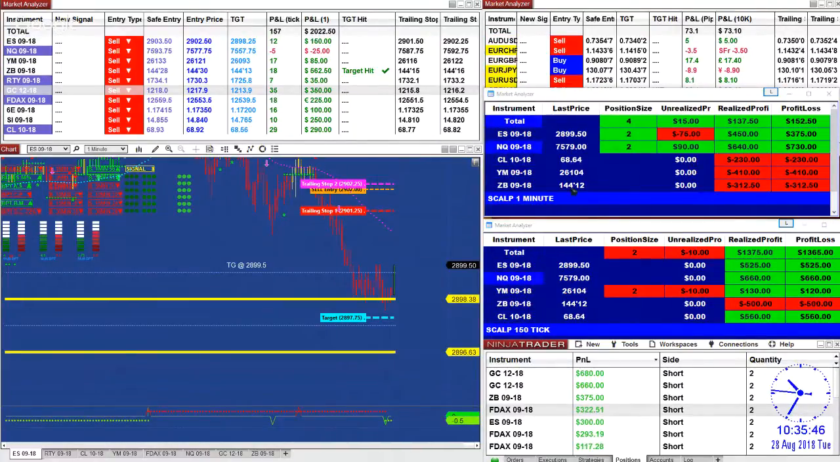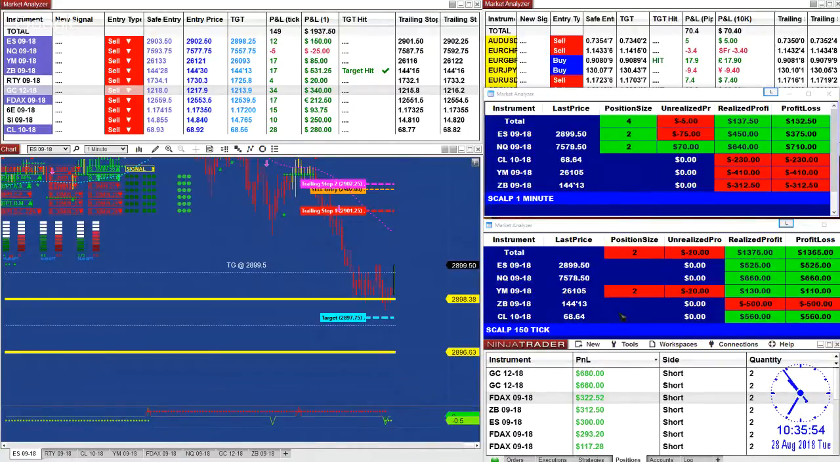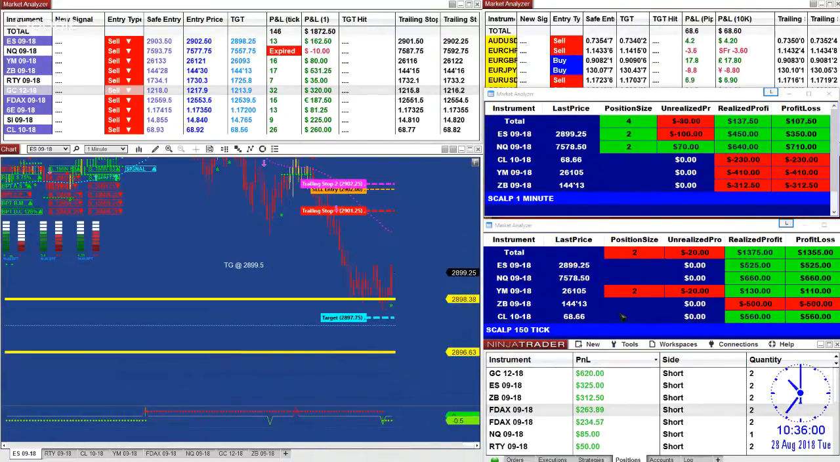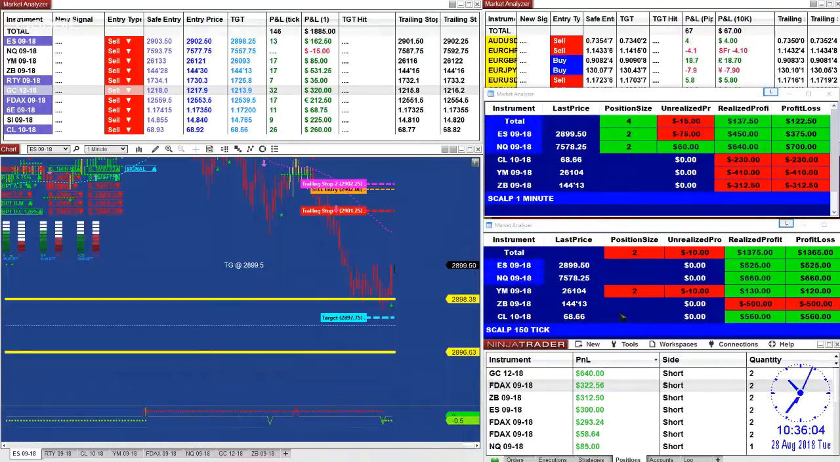And on the 1 minute is the 150 ticks. It is a bit smoother, right? And the 150 ticks, of course, is much more aggressive than the 1 minute. But our job is to show you that there is a lot of volatility.